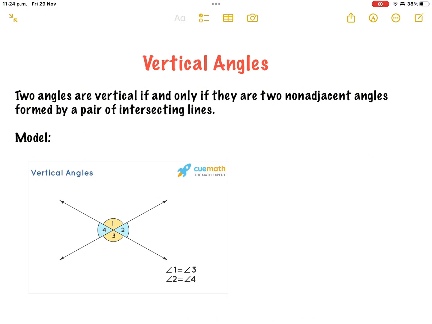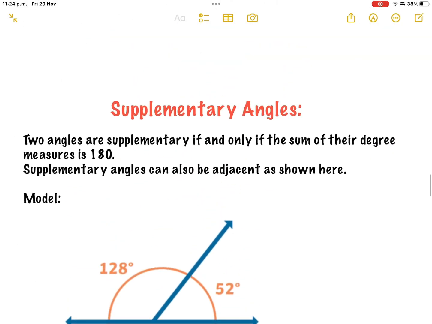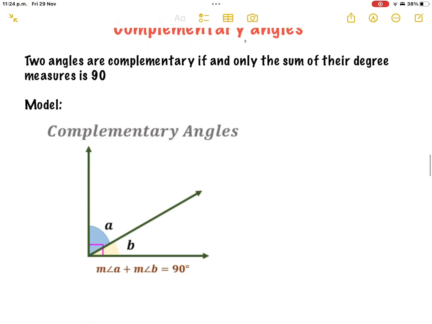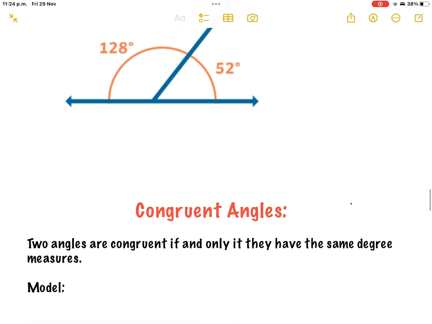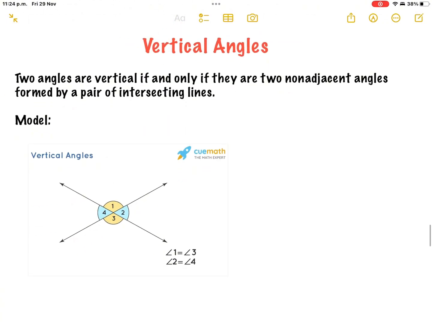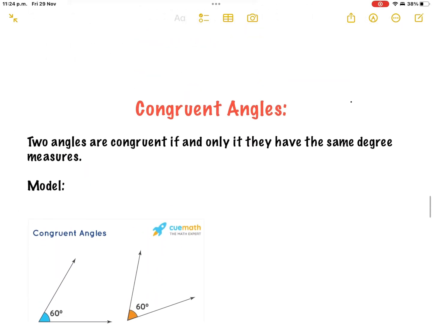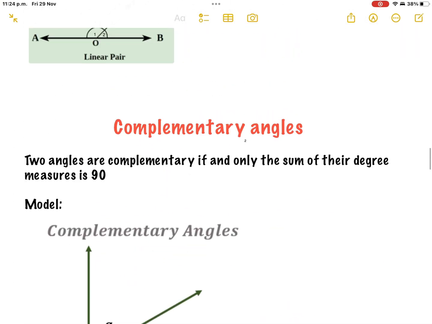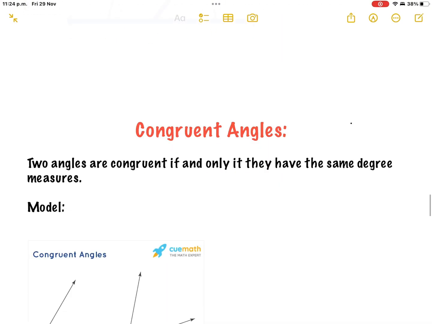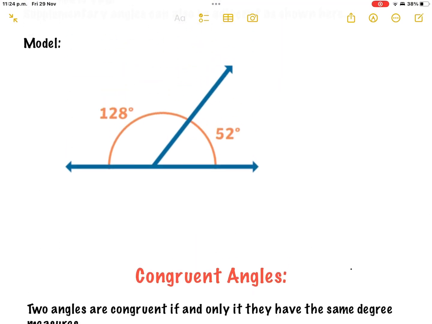We need to remember that if two angles are congruent, their supplements are congruent. We also need to remember that if they are congruent, their complements are congruent. This happens with the supplementary and the complementary angles. We also need to look at that if two angles are congruent and supplementary, each angle measures 90 degrees. When they join together, when their degree measures add, it becomes a 180-degree angle. So those angles are congruent and supplementary.